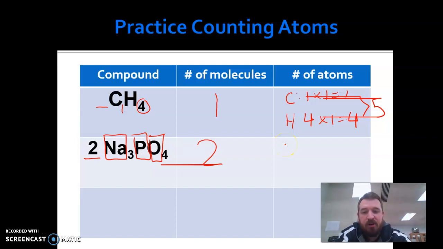So we'll start with sodium. We also have P, which is phosphorus, and O, which is oxygen. All right, so how many do we have of each? I can see here in my subscript that I have 3 Na's.